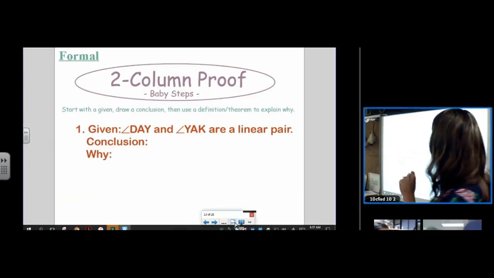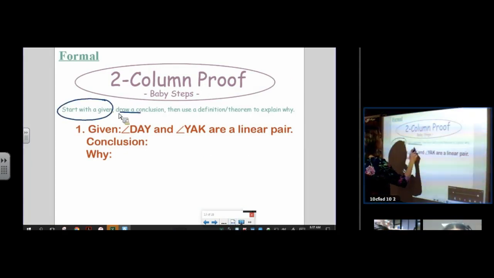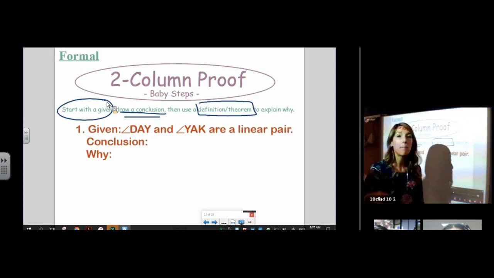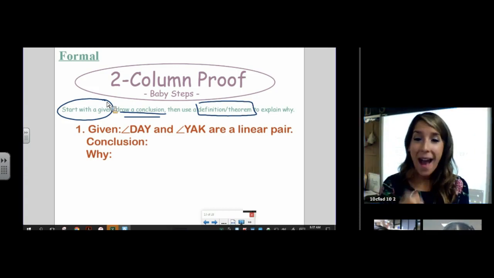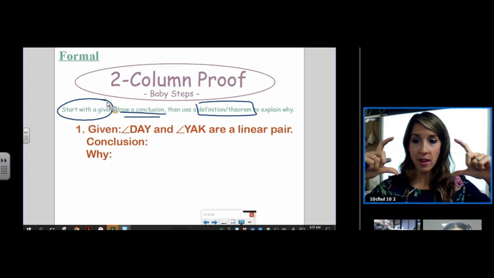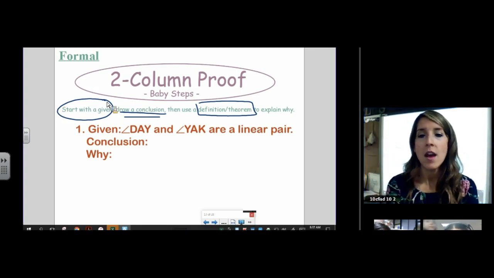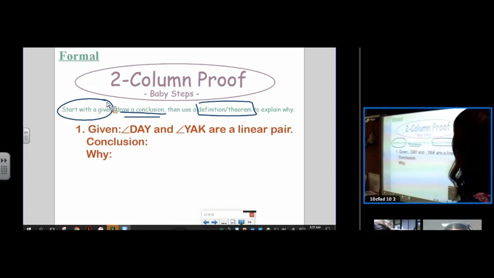So you start with the given information. You're always going to have something that's given. You're going to draw a conclusion, and then to back up your conclusion, to be like, well, this is why I'm right, you're going to use a definition or theorem from that piece of paper that you got from the calendar. So here's the given. Angle DAY and angle YAK are a linear pair.